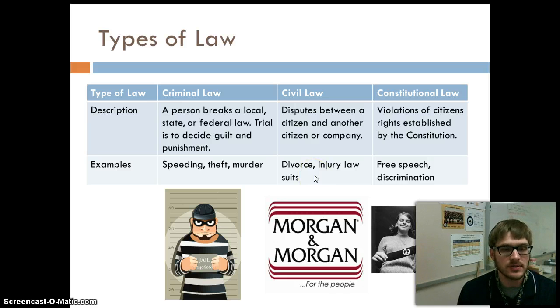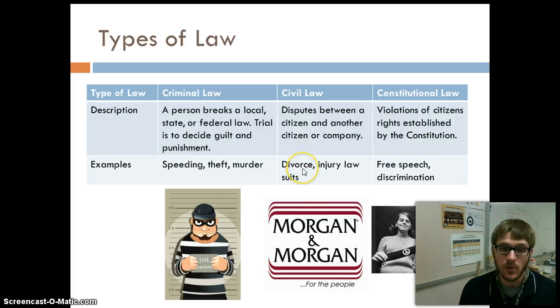So all those commercials you hear on the radio or see on TV, Morgan & Morgan, for the people, 1-800-411-PAIN, all those kind of things. That is talking about civil law, where maybe someone crashed into your car, so you're going to sue them to make them pay to fix your car. Or you're at the hospital and you think the doctors made a mistake, so you think you should sue them because of the mistake they made.